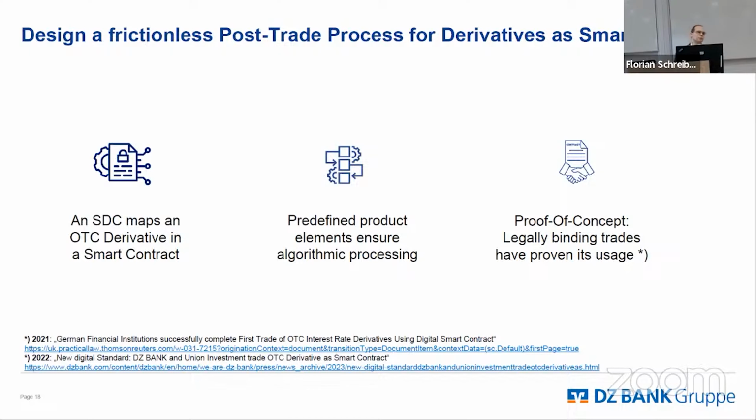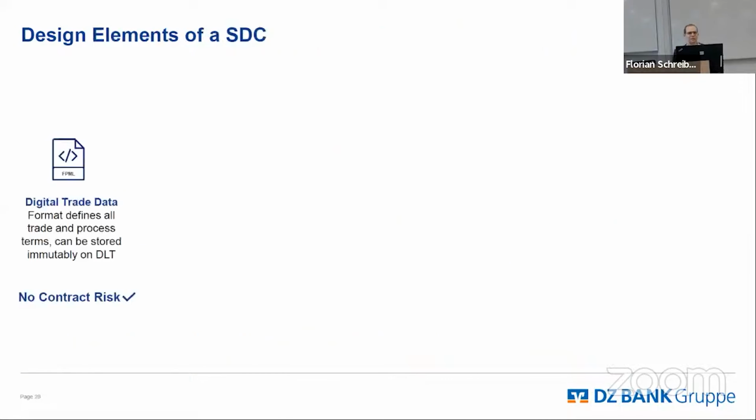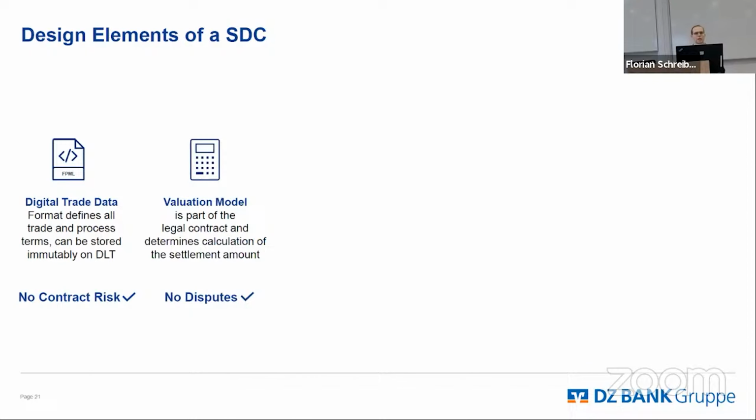being a software which was basically maintained and developed together on a collaborative base and being maintained on a distributed ledger based infrastructure. Design elements. We have a digital trade format developed, so no contract risk anymore because the contract elements are digitized and stored immutably on chain. We have a valuation model, part of the OTC contract, so actually code is part of the law, so no disputes anymore when determining the settlement amount.